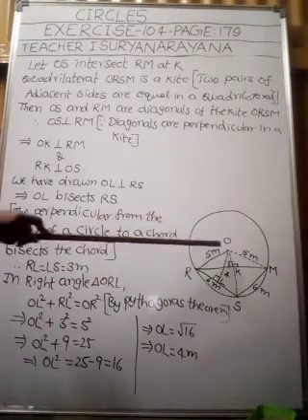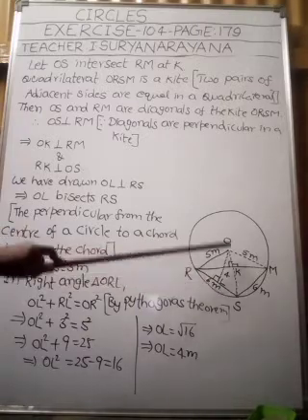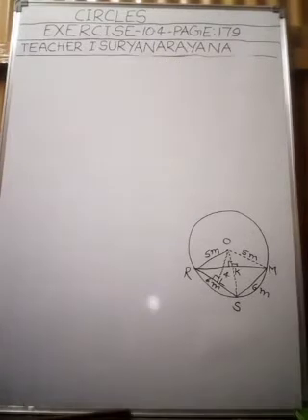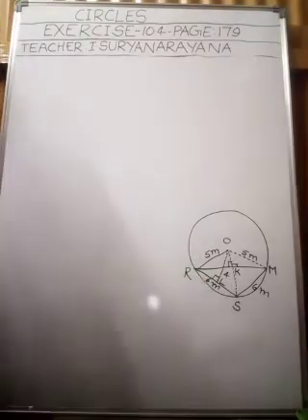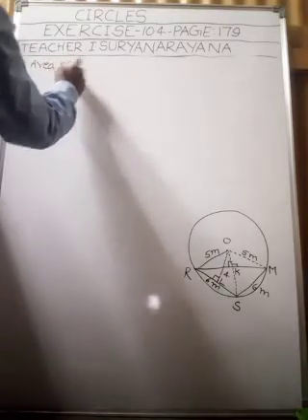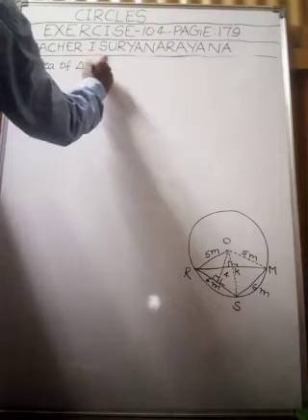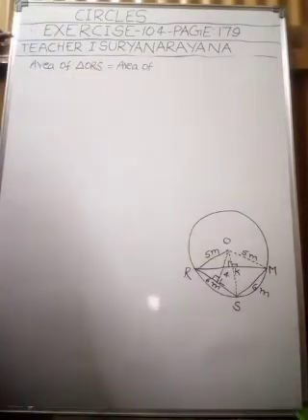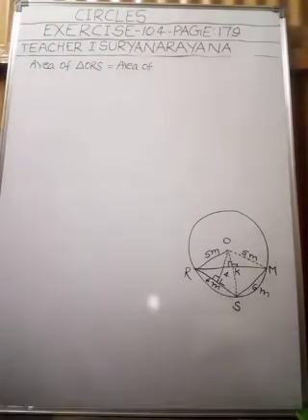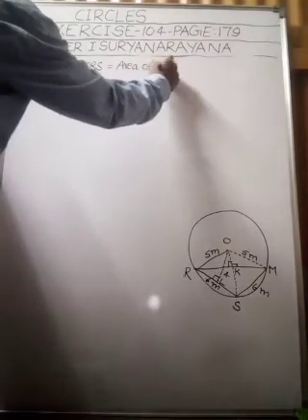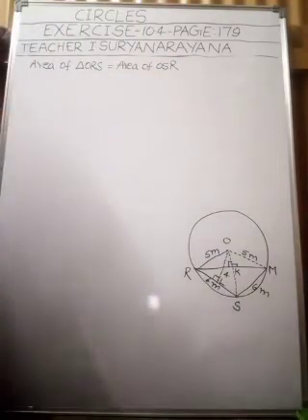Means height of this triangle ORS. Okay, my children, understood this point? Right. Now let us find the area of triangle ORS. Okay, my children? Area of triangle ORS is equal to area of triangle OSR. Both are the same, they represent the same.